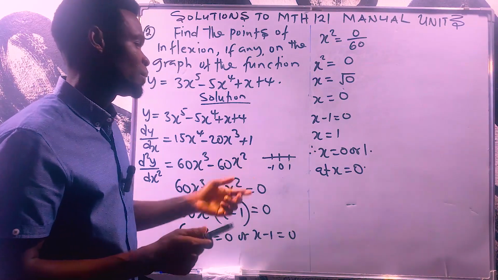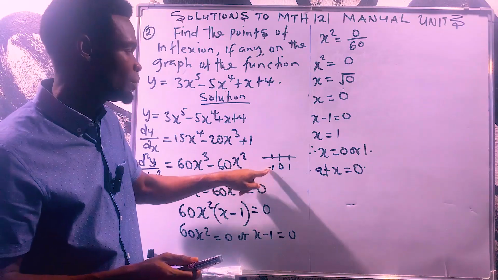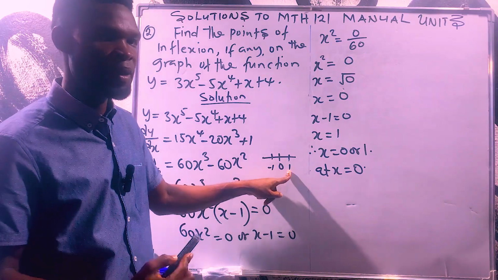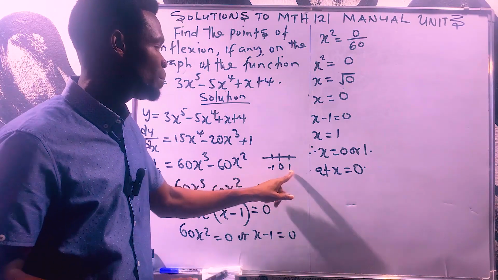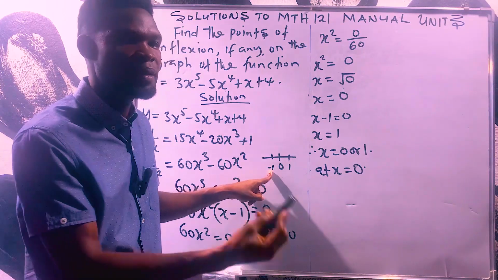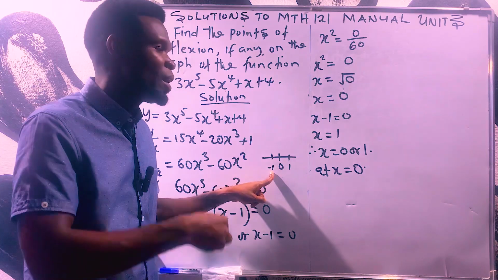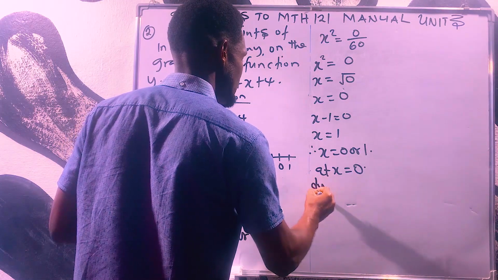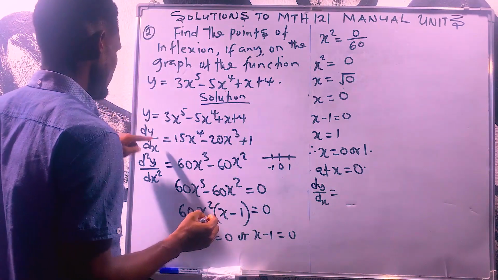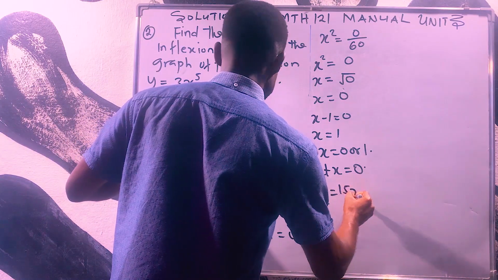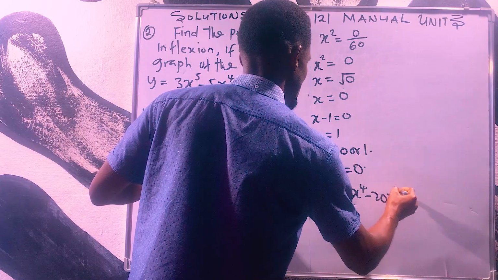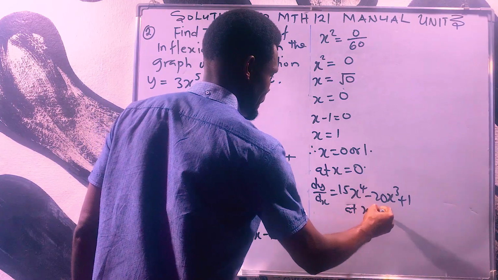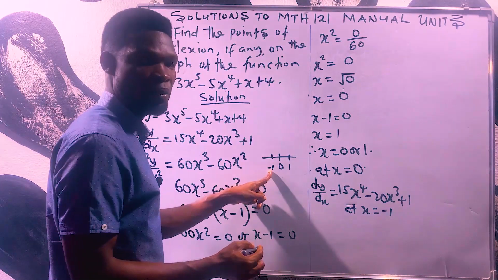So we are going to check. As the curve moves from minus 1 to 1, what happens? Is there a change in the curve? Let's find out. Pick this point here, at the left of 0, minus 1, and put it into the first derivative. And what was the first derivative? dy dx equals 15x raised to the power of 4 minus 20x cubed plus 1. So at x equals minus 1, this is the point we are now substituting.